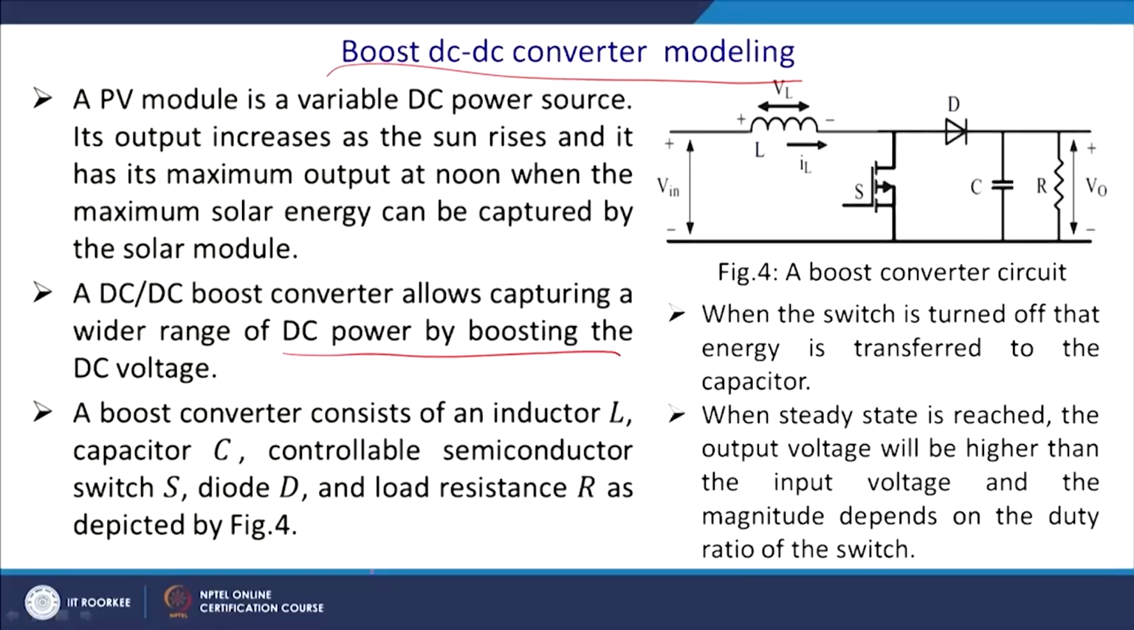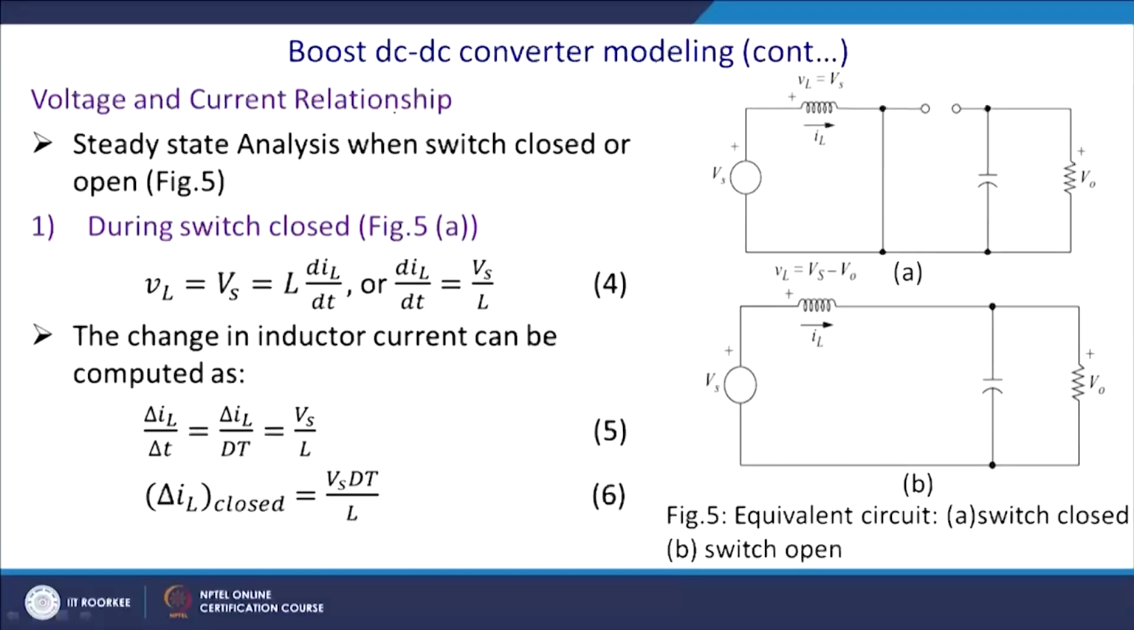So, this is the inductor, this is the diode, this is the switch. Depending on the switching frequency and power handling capability, it can be an IGBT or MOSFET. It is a capacitor and resistance. When the switch is turned off, that energy is transferred to the capacitor. When steady state is reached, the output voltage will be higher than the input voltage and the magnitude depends on the duty ratio of the switch. Now, the voltage and current relationship: the steady state analysis of this boost converter.